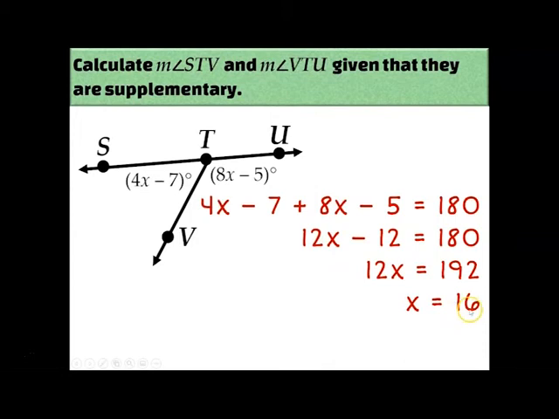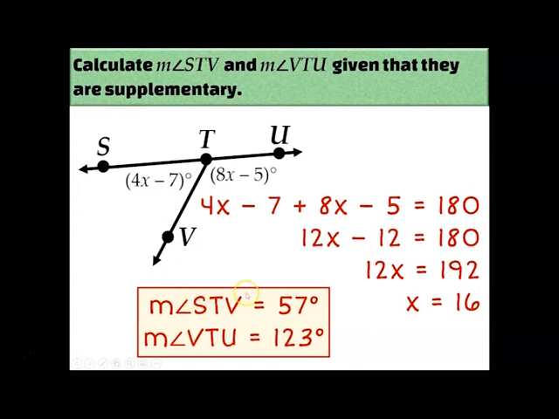So I can take 16 and plug it back in here, and here, simplify, and find out that my answers are 57 for the measure of angle STV, and 123 for the measure of angle VTU. And quick double check, those two numbers add up to 180, so it looks like we're good to go.